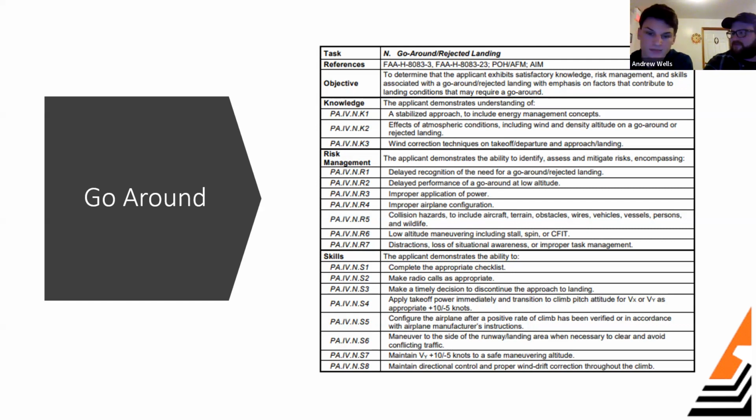All right. And like we said, this part of the ACS is both being able to fly it and being able to make the decision. If you look at the risk management, it does say the applicant demonstrates the ability to identify, assess, and mitigate risks, encompassing delayed recognition of the need for a go around or rejected landing. Yep. And remember, lift those flaps up smoothly, never all up at once.